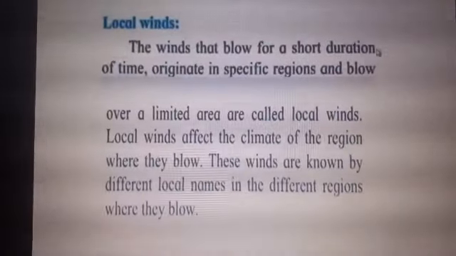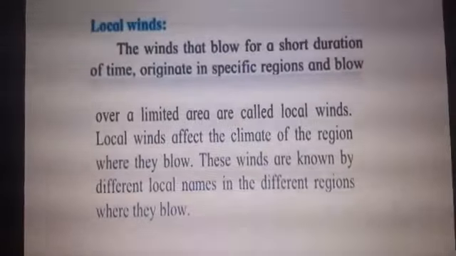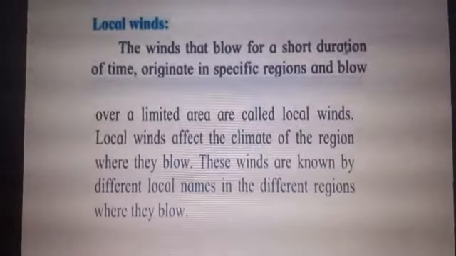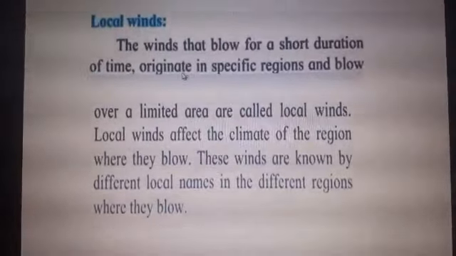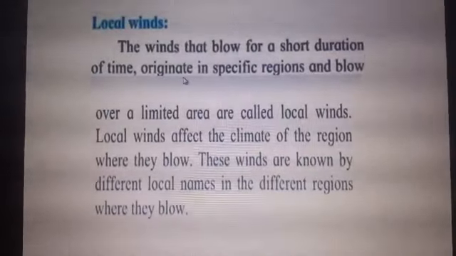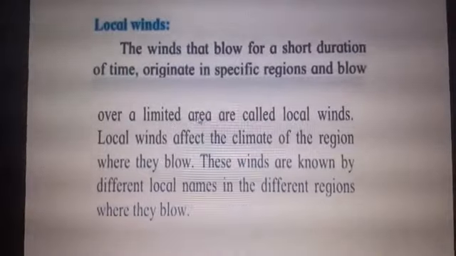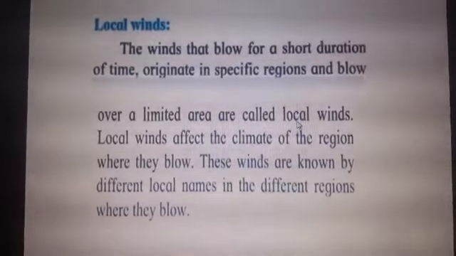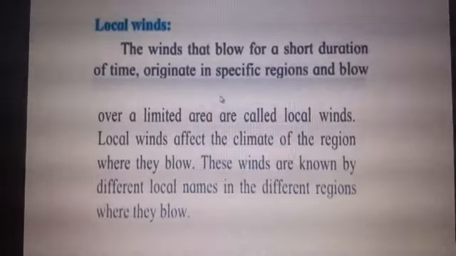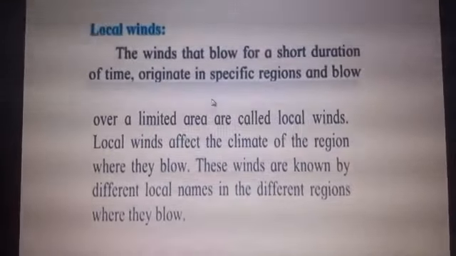Okay. Now let us see the second, the local winds. The winds that blow for a short duration of time, originate in specific regions and blow over a limited area are called local winds. Fine. The winds that blow for a short duration of time.